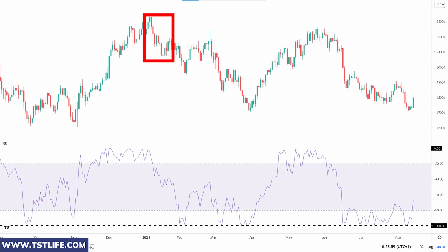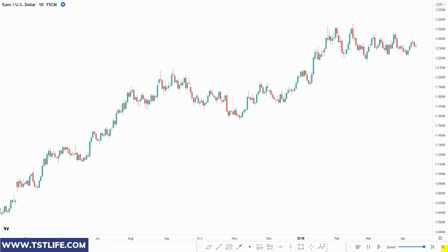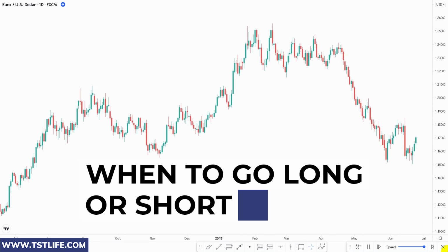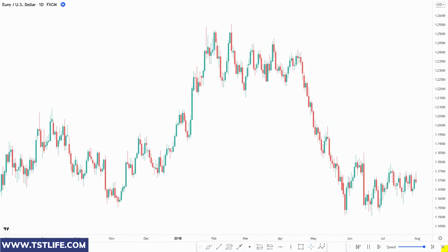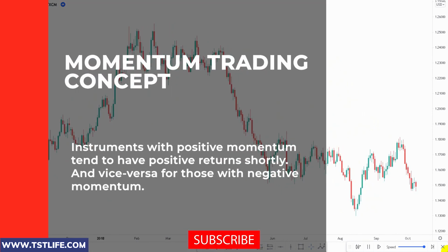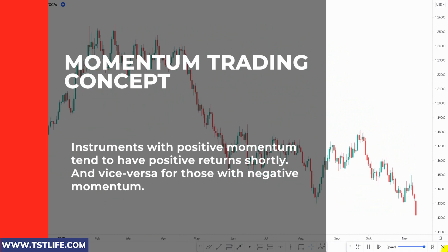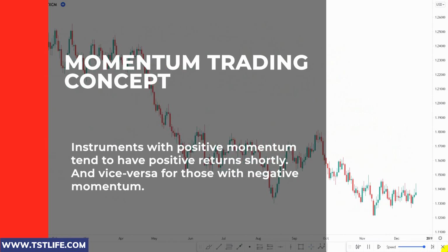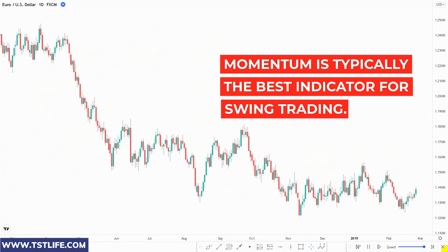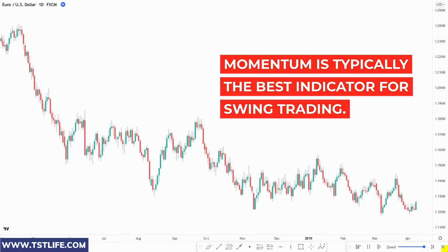When a Forex pair, stock, or commodity shows a bearish momentum, chances are high that the price will continue going down. If we look at the big picture, we can notice that trends tend to continue, and we can use momentum to determine when to buy and when to sell. There are other factors to consider as well, and we are covering them in a bit. But in general, this phenomenon occurs because instruments with positive momentum tend to have positive returns shortly, and vice versa for those with negative momentum. This is why we have found that momentum is typically the best indicator for swing trading.